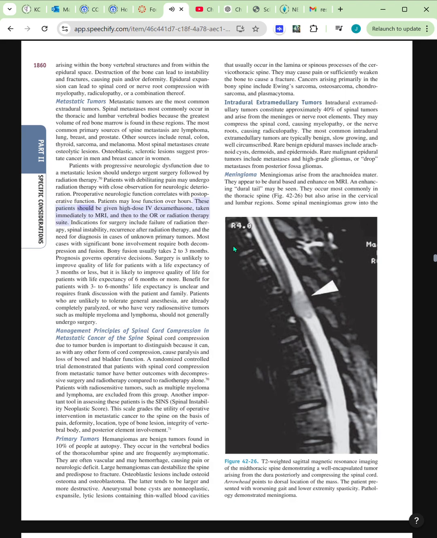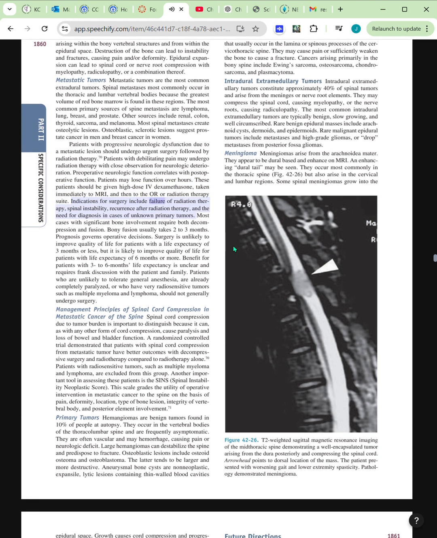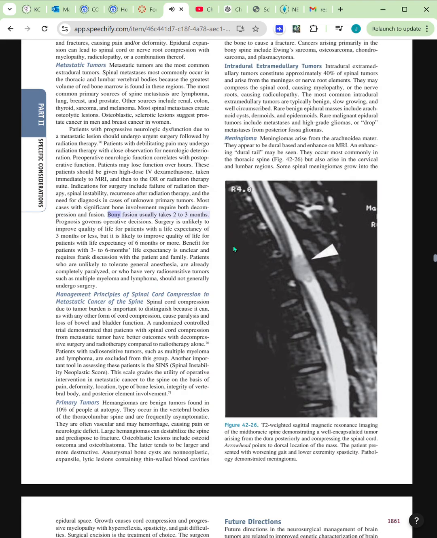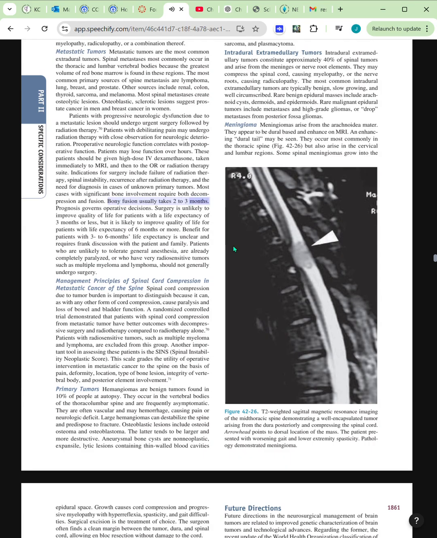These patients should be given high-dose IV dexamethasone, taken immediately to MRI, and then to the OR or radiation therapy suite. Indications for surgery include failure of radiation therapy, spinal instability, recurrence after radiation therapy, and the need for diagnosis in cases of unknown primary tumors. Most cases with significant bone involvement require both decompression and fusion. Bony fusion usually takes 2 to 3 months.